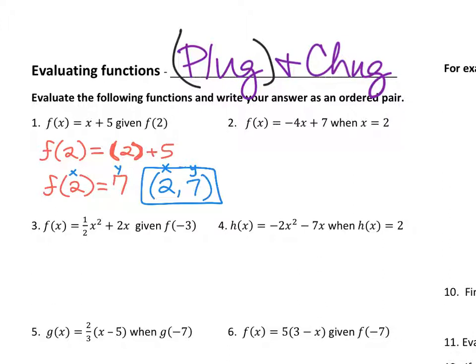Pretty easy, right? We're going to do the first 4 together, so don't get lost if it's like, I don't know what's going on. I got you. Number 2 says f of x is equal to negative 4x plus 7, and we want to evaluate this when x is 2. So what are we going to plug in here? A 2.